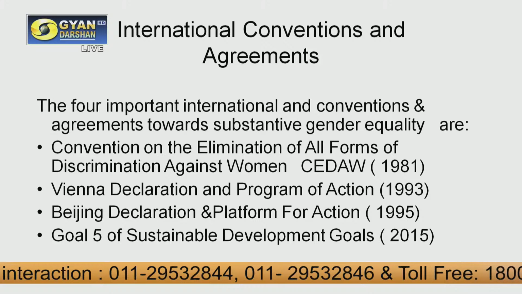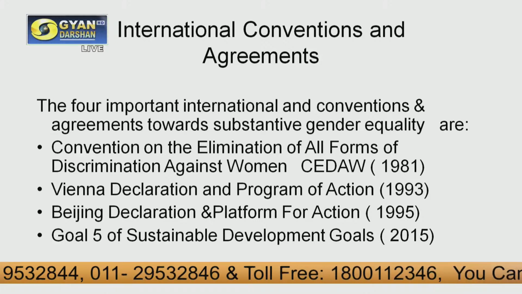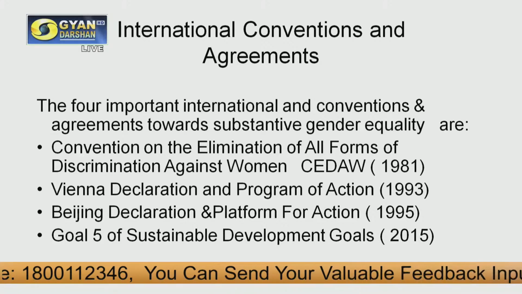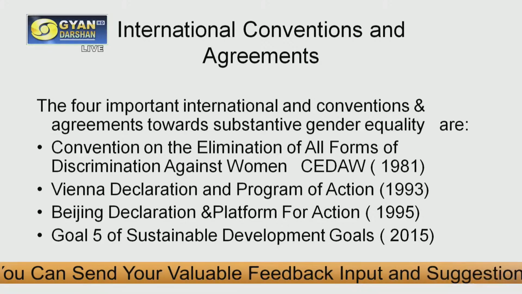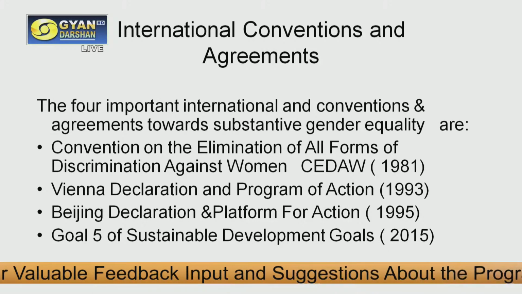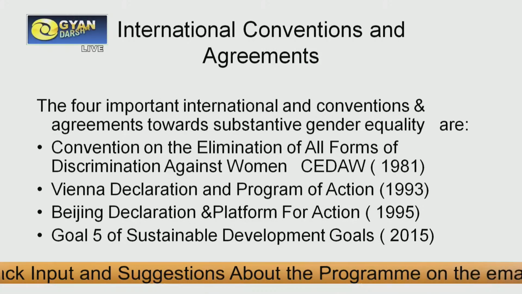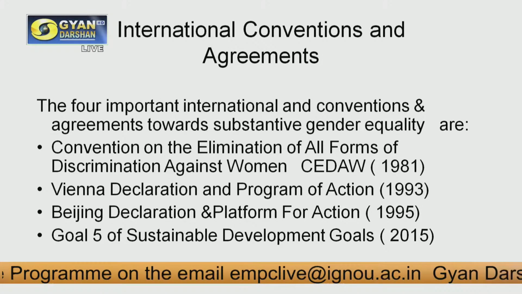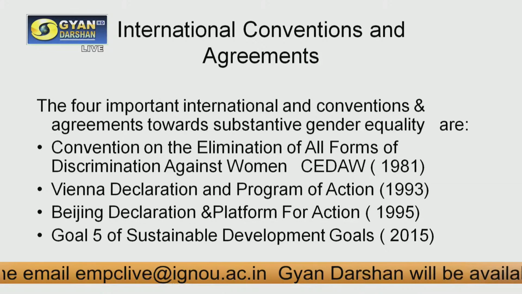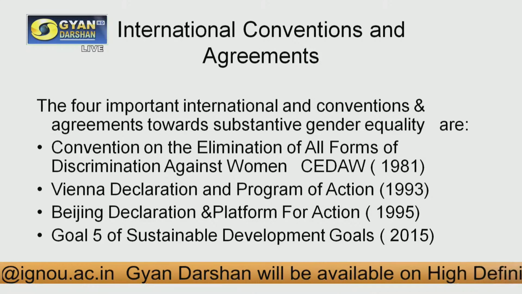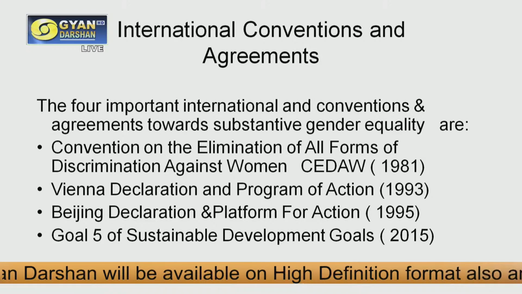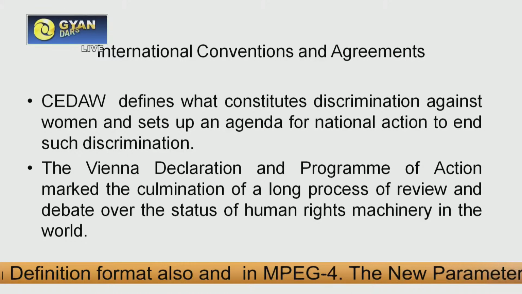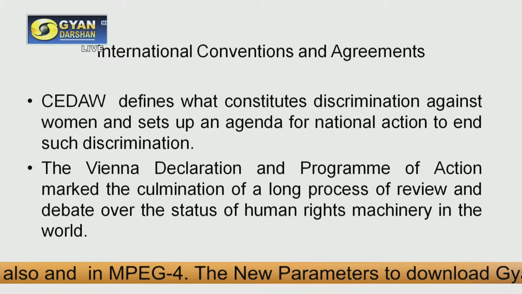Now, let us see the international conventions and agreements related to gender equality. You must have already read in the course material about the Convention on the Elimination of All Forms of Discrimination Against Women, that is the CEDAW Convention, in 1981. The second one is the Vienna Declaration and Programme of Action. Then the Beijing Declaration and Platform for Action in 1995, and Goal 5 of the Sustainable Development Goals in 2015. These are some of the international conventions and goals specifically formulated to address gender equality.